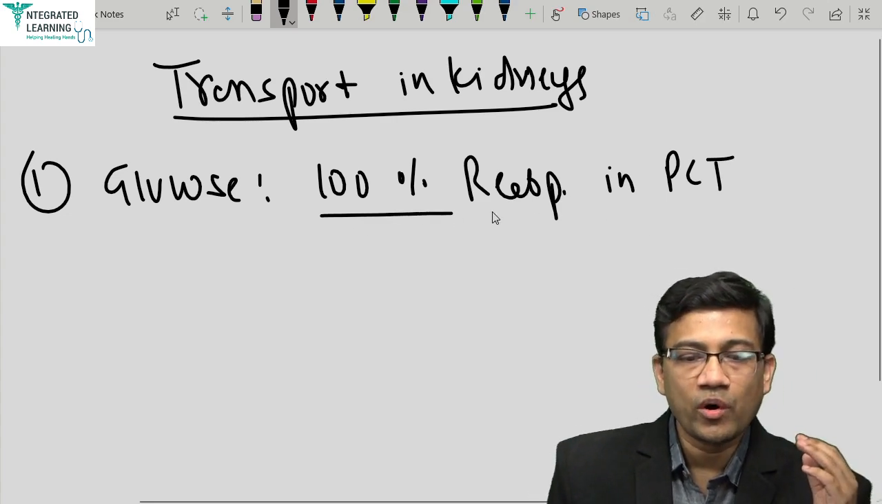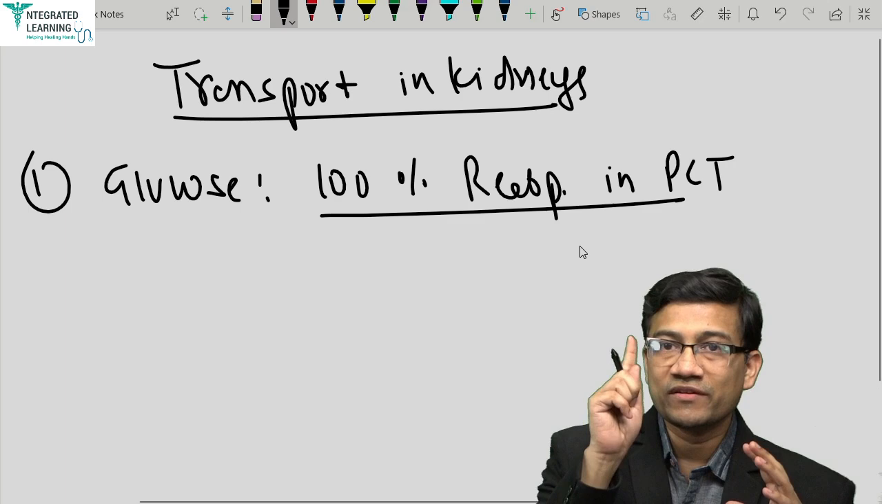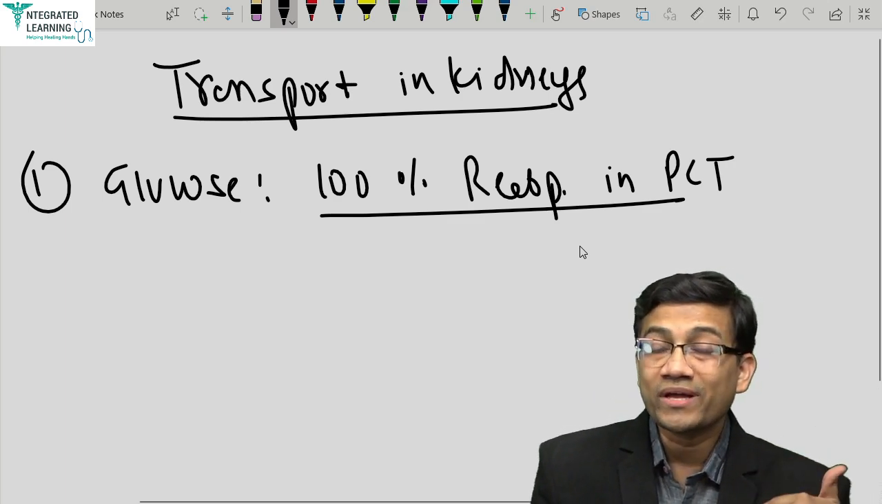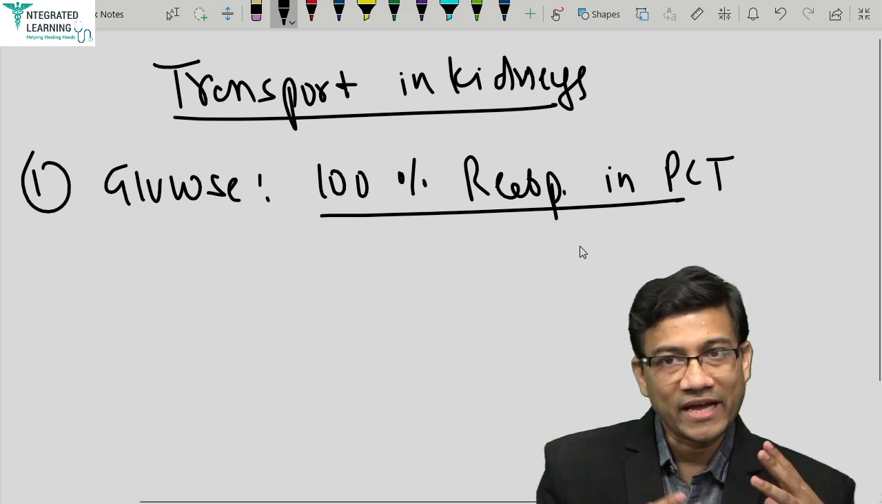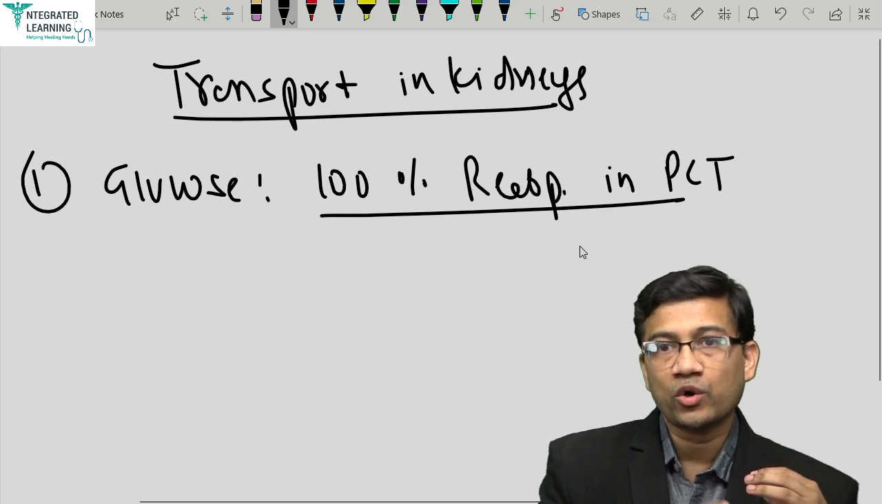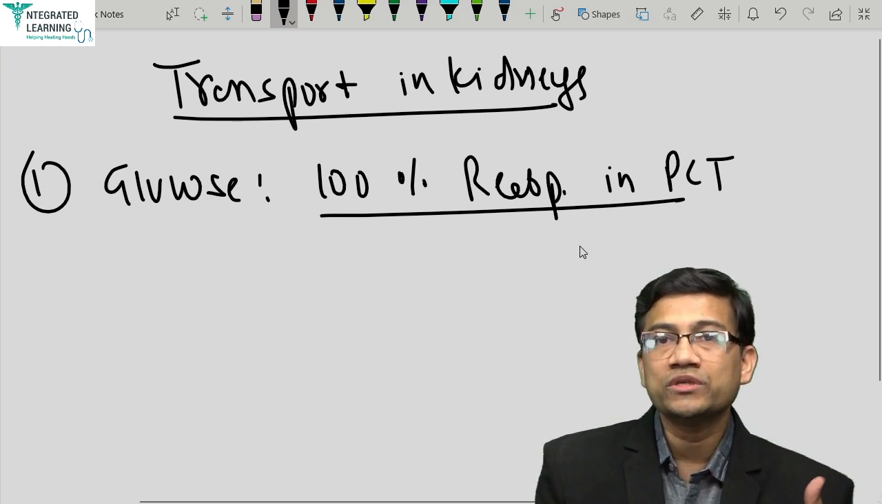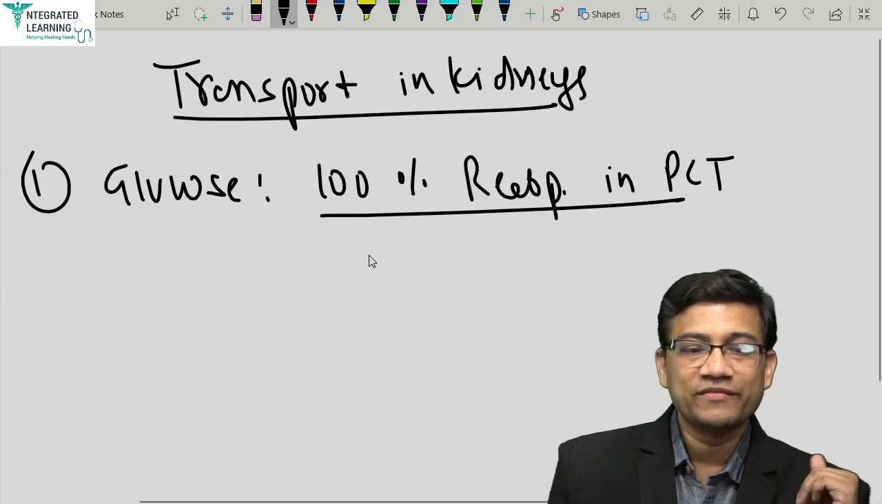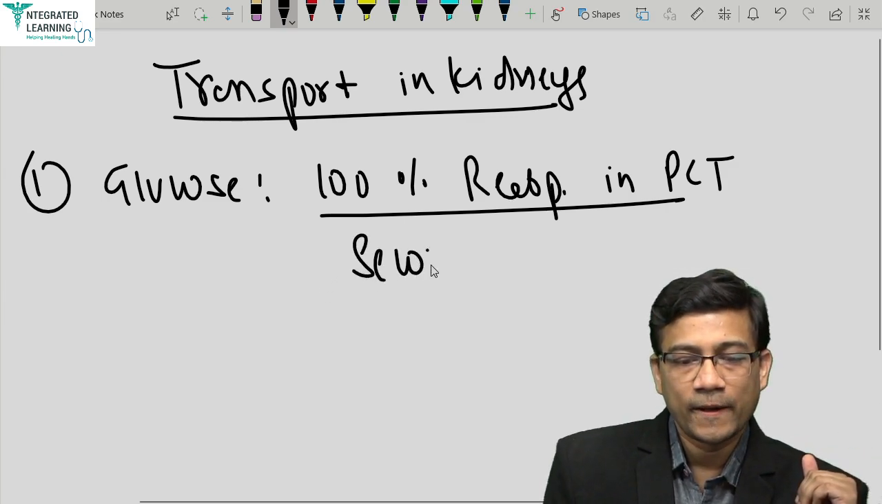Now as we all know, 100% means what? You have to reabsorb even if a single glucose is left in urine. That means going against the grain. That is what? It's active. And you know, glucose cannot use any pump directly, so it uses the energy of the sodium potassium pump. So that's why it is secondary active transport.